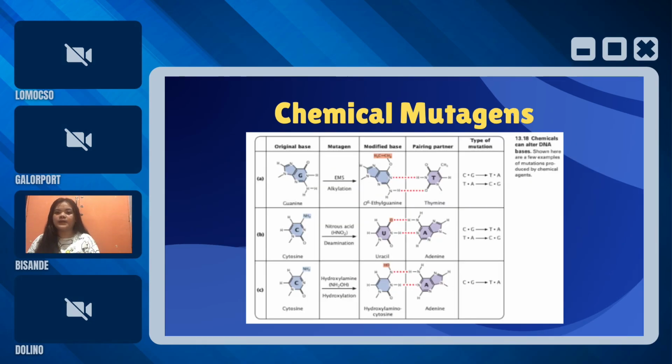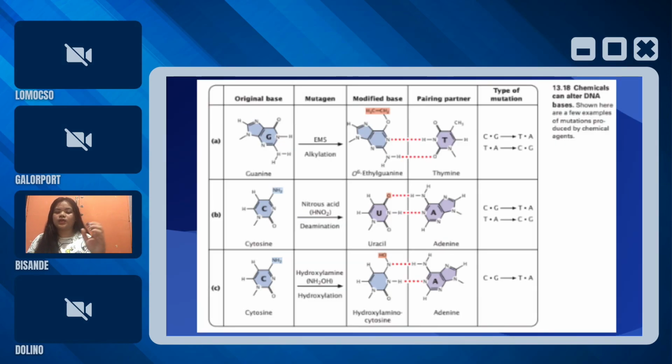Now, in the next slide, we can see the first picture, which is letter A. That is what we call ethyl methane sulfonate. That is its pairing. The second one is the deamination, letter B, and the letter C is the hydroxylamine.